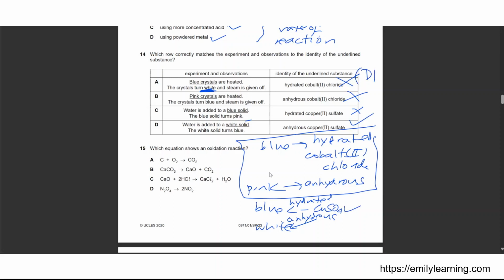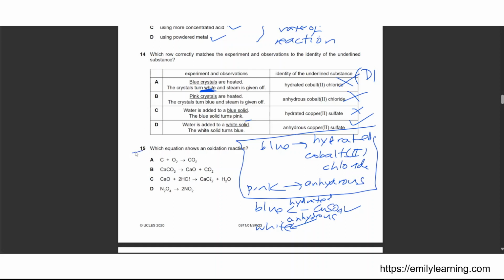So you add water to the anhydrous one, then it will become hydrated. If you add water to the hydrated one, it remains. So for example for C, if it's a blue solid and it is copper 2 sulfate, if you add water to it, it will remain blue, because it's already hydrated, adding water just keeps it hydrated.